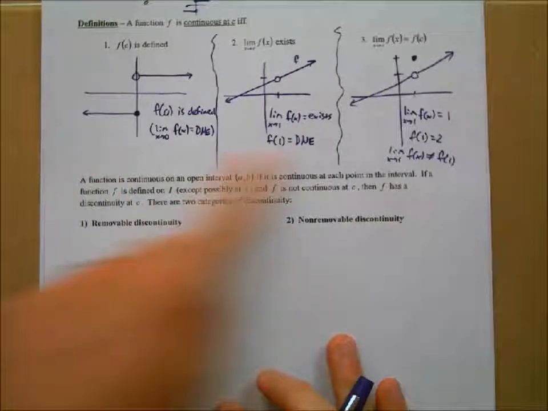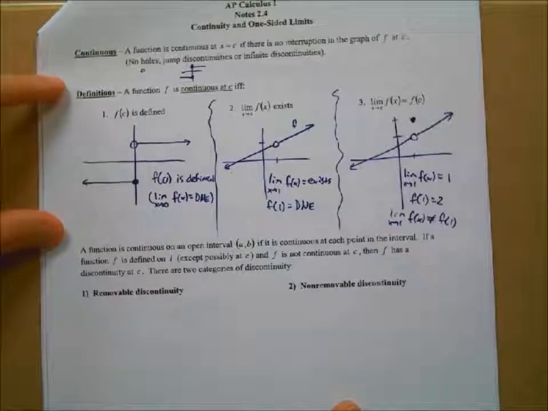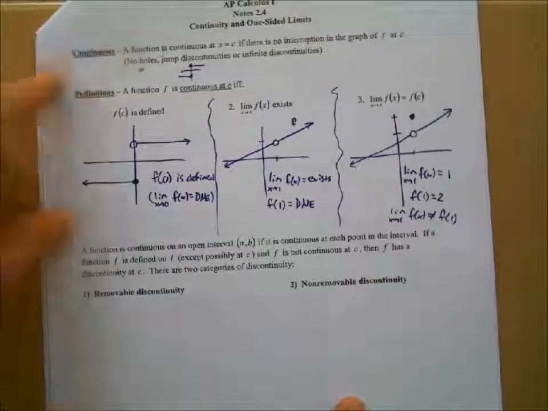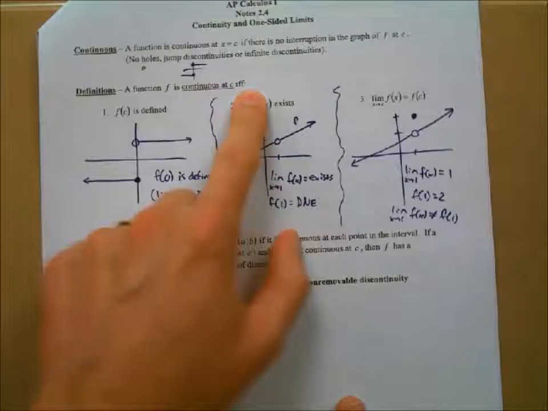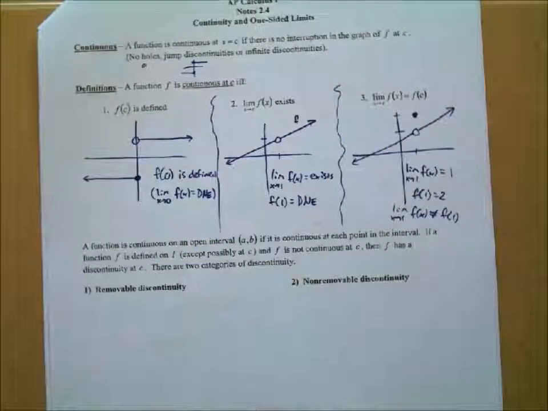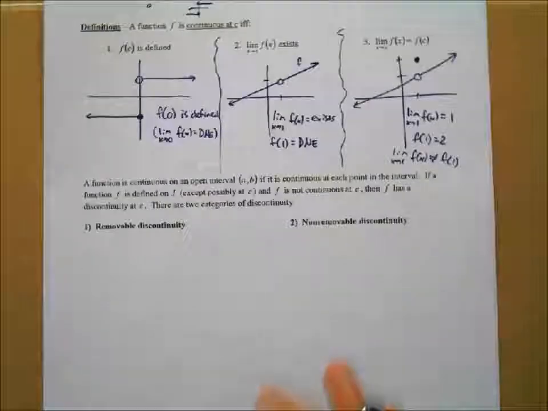All right. So questions on any of that? So this is one of the major definitions you need to know. Okay? A function is continuous at c if and only if this, this, and this. Okay? So that's the idea.